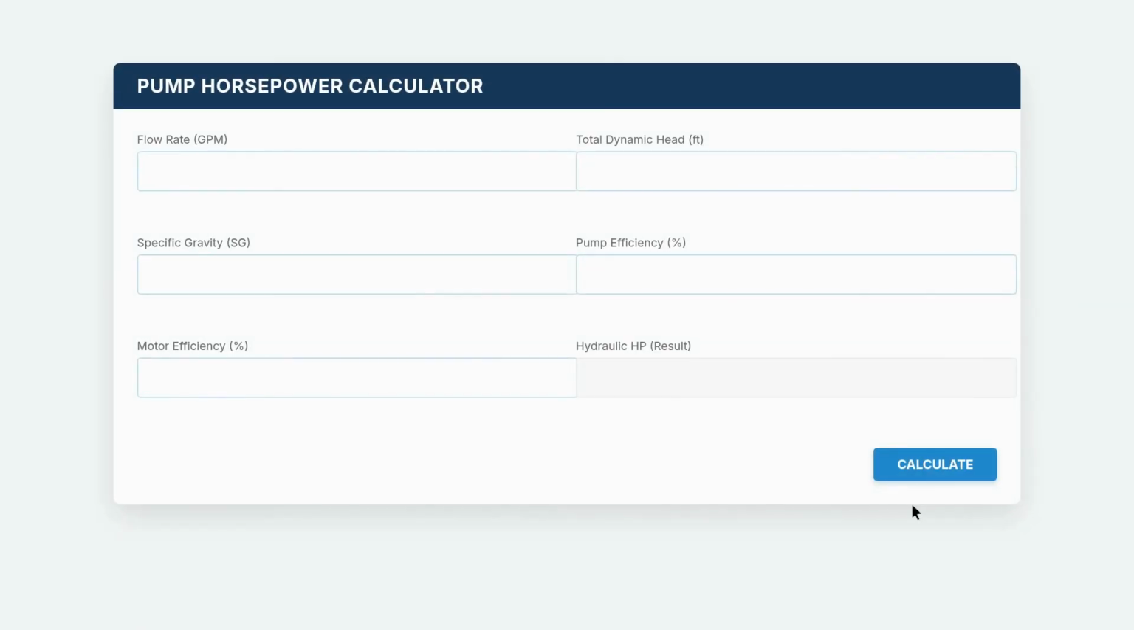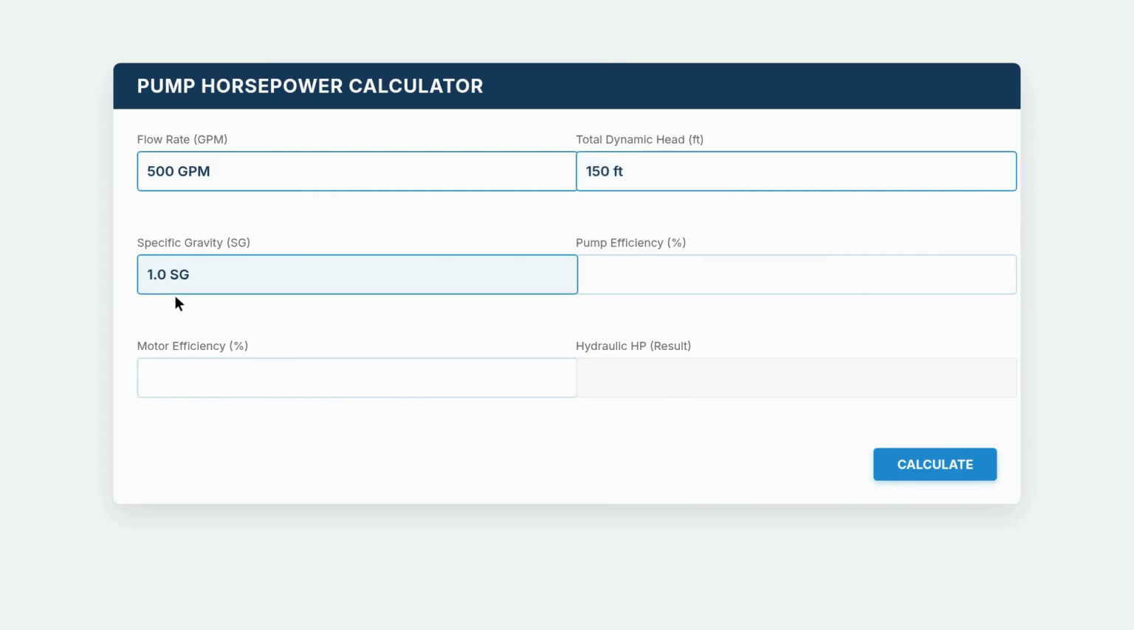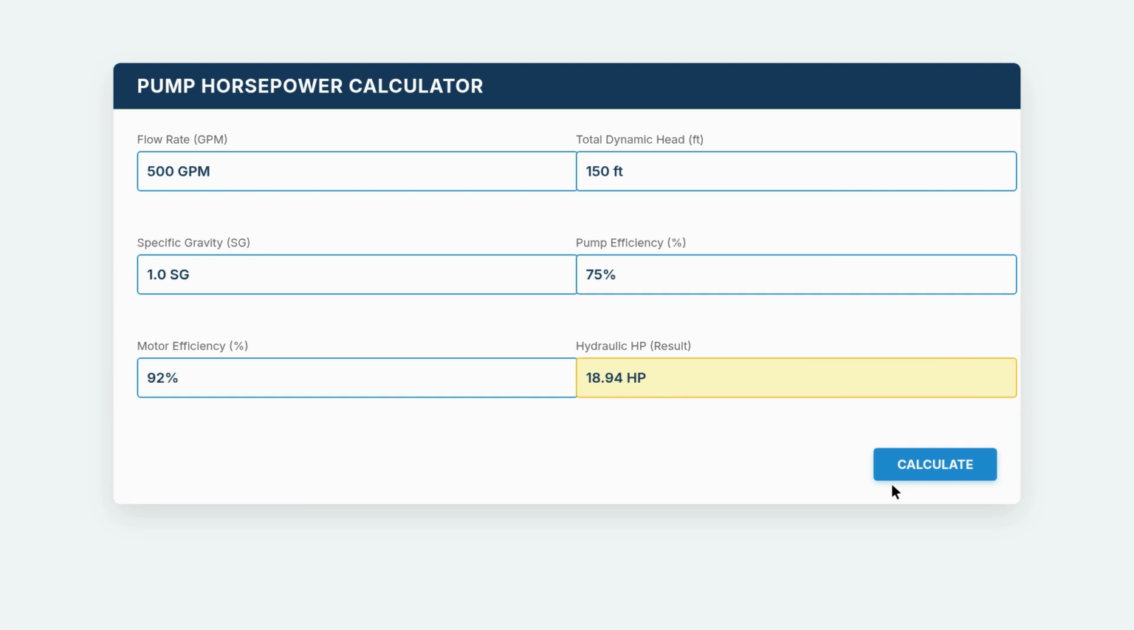Let's calculate using 500 GPM flow rate, 150 feet total head, specific gravity of 1.0, 75% pump efficiency, and 92% motor efficiency. After clicking Calculate, we get our results. The hydraulic HP shows 18.94 HP. This represents the theoretical power required to move water at these conditions. The other output fields remain empty in this calculation mode since they apply to different calculation scenarios.